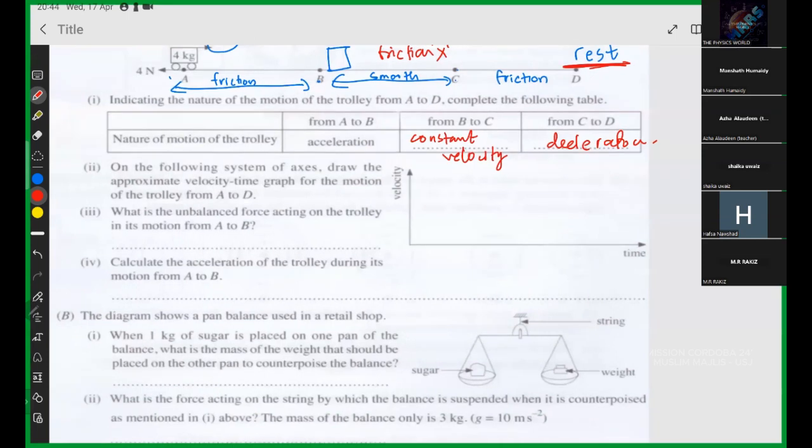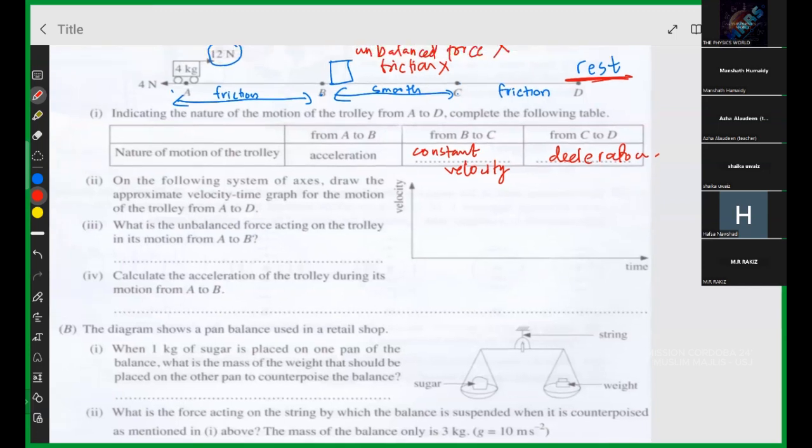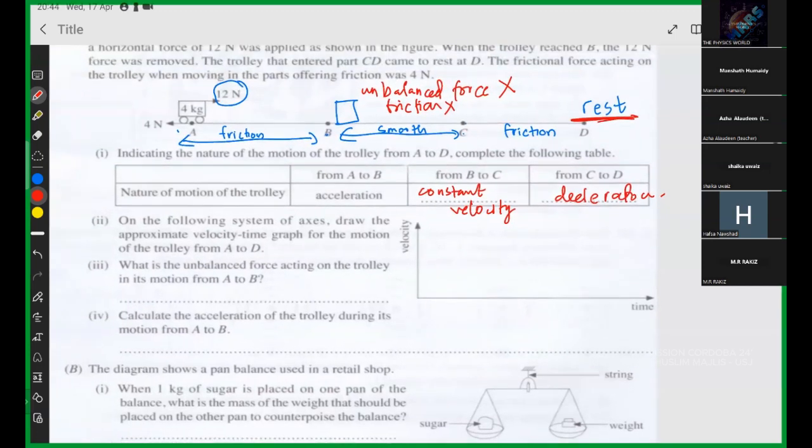Okay, how can you draw this in a graph? Instead of constant velocity, can we use uniform velocity? Yeah, uniform is also the same. Constant and uniform both have the same meaning.